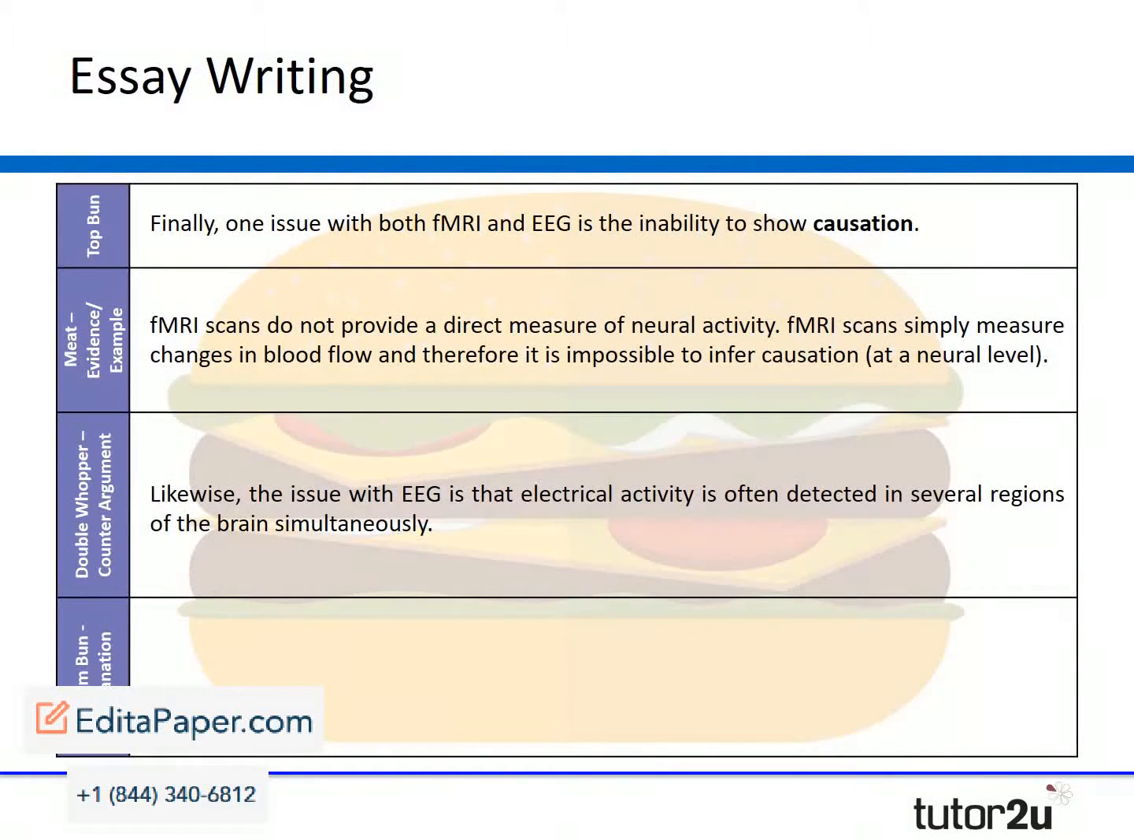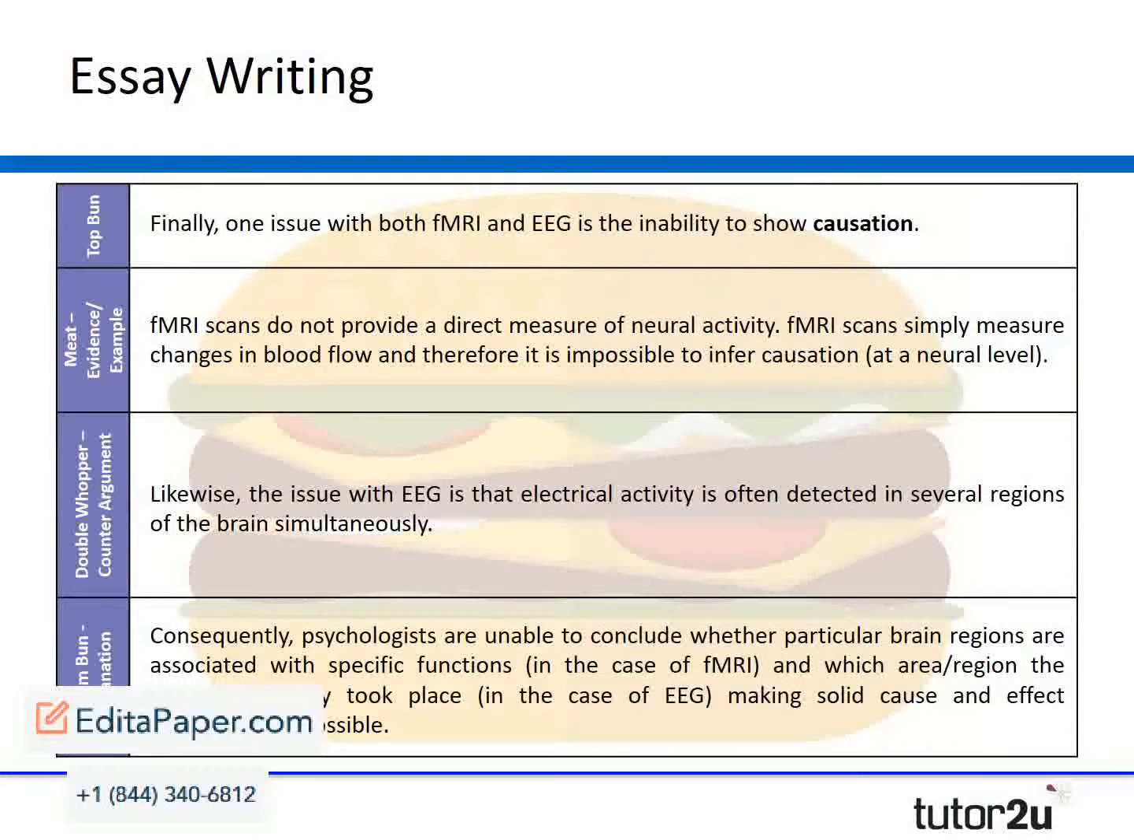The issue of EEG is that the electrical activity is often detected in several brain regions simultaneously. Therefore, psychologists are unable to conclude whether particular brain regions are associated with particular functions, in the case of fMRI, and which area of the brain the electrical activity took place in, in the case of EEG, making solid cause and effect conclusions impossible for both ways of studying the brain. So there we have it.